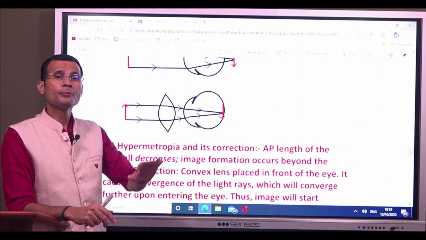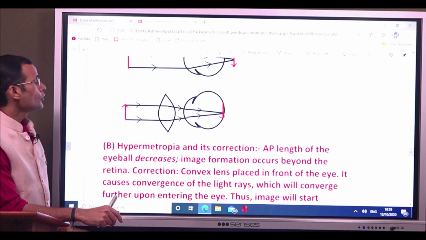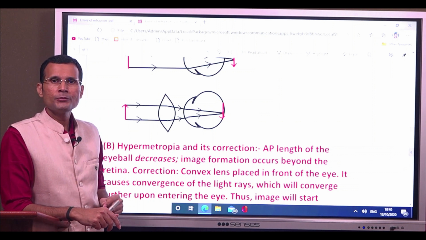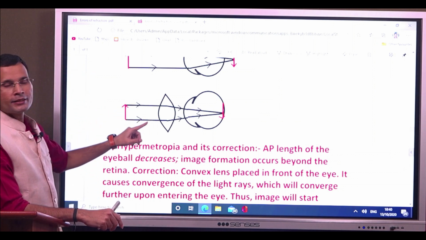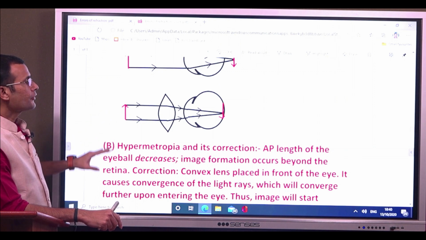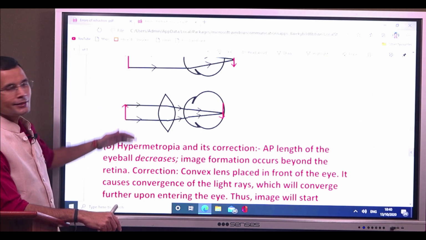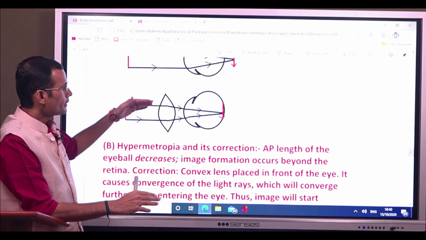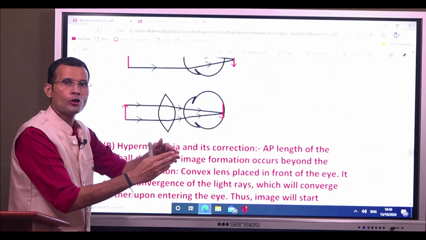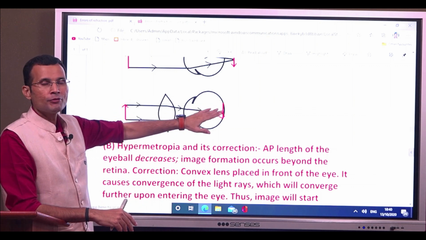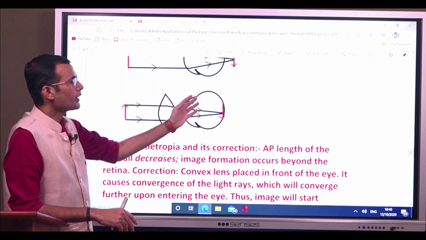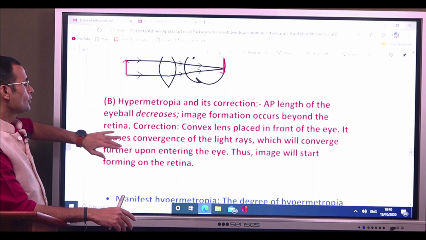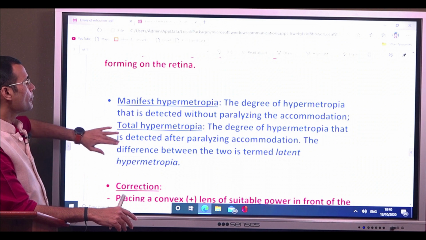Convex lens is denoted as plus lens. So a convex lens of suitable strength or power is placed in front of the eye. That's the treatment, because then the convex lens will cause convergence of the light rays, then they will enter the eye and further converge, so that the image which was going beyond the retina will now start forming on the retina. So that's the treatment of hypermetropia.